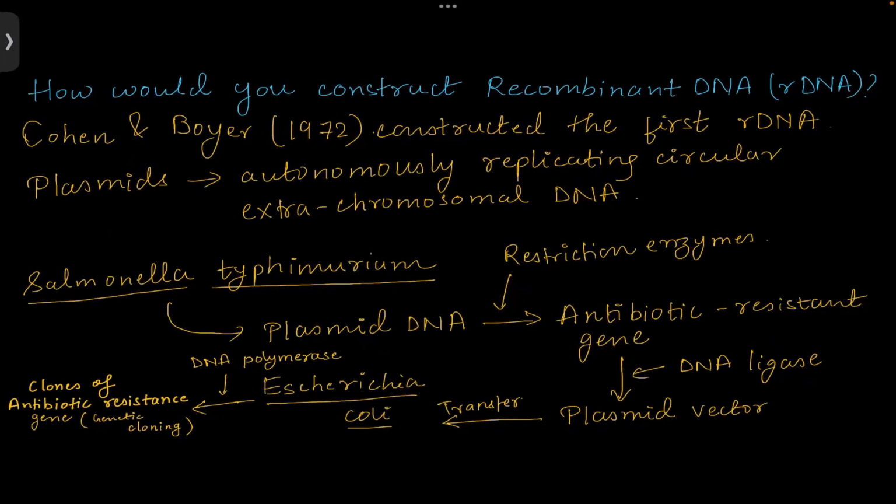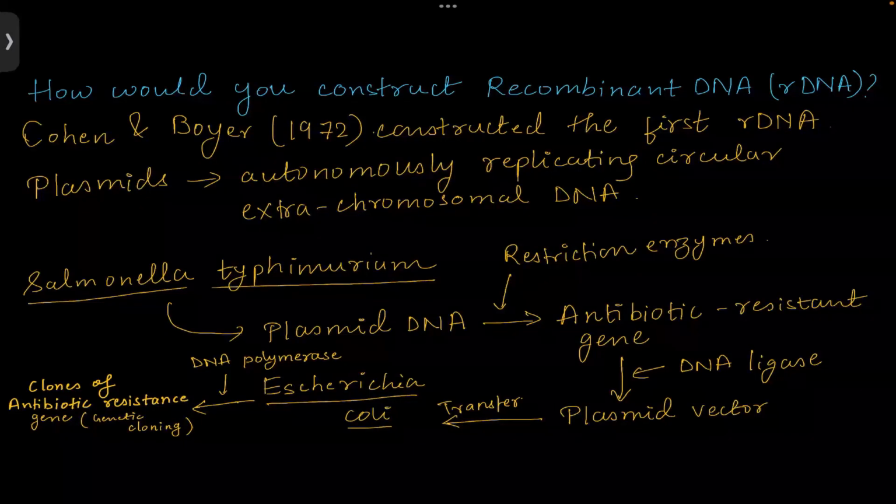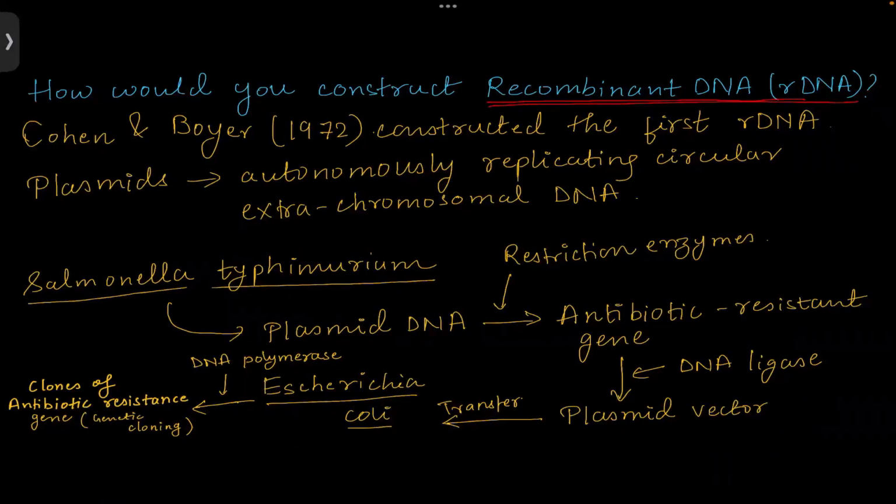Now, one of the prerequisites for genetic engineering, or one of the steps of genetic engineering technique, is to first create a recombinant DNA. Now I will discuss how you would construct a recombinant DNA. What all things do you need? Cohen and Boyer were two scientists who constructed the first recombinant DNA in 1972. They used something called vectors.